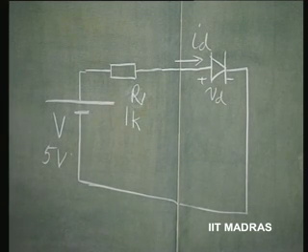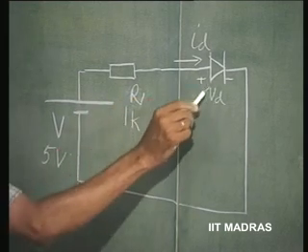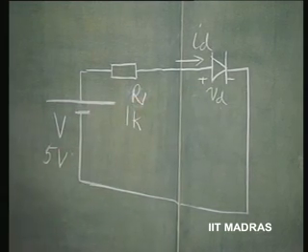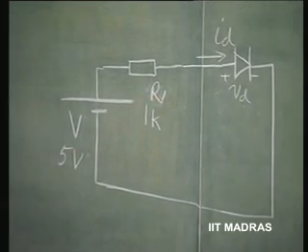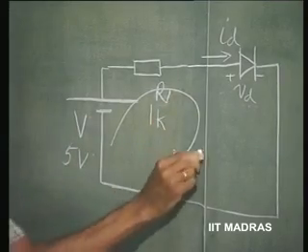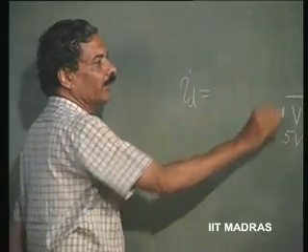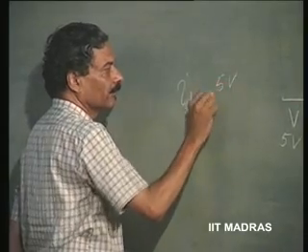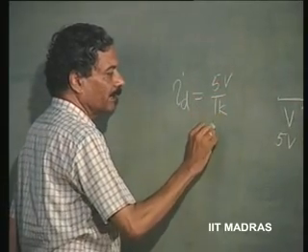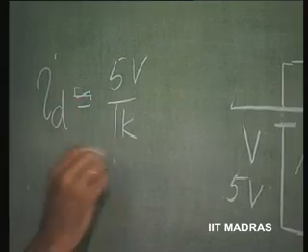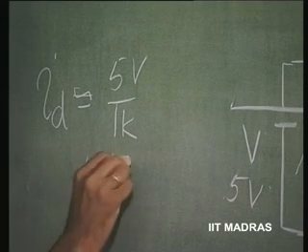Now, let us follow this very strictly. I say that it is not a semiconductor diode, it is an ideal diode, then I know that whenever it is forward biased Vd is 0. So, then current in the circuit I diode is therefore approximately equal to 5 volts by 1 k, which is approximately equal to 5 milliamperes.